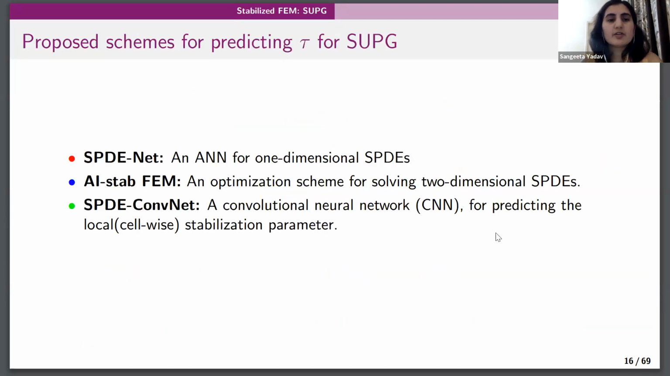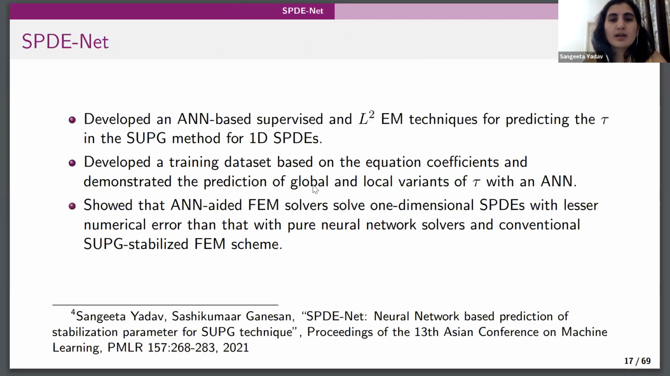In my PhD, I have developed 3 techniques: SPDNet, which is an ANN for solving one-dimensional SPDs, SPDNet2 for 2-dimensional problems, and SPD Convest, wherein we have proposed a convolutional neural network for predicting local cell-wise stabilization parameter. In SPDNet, we have developed an ANN-based supervised and L2 error minimization techniques for predicting the tau. We have also developed a training dataset based on the equation coefficients and demonstrated the prediction of global and local variants of tau with an ANN.